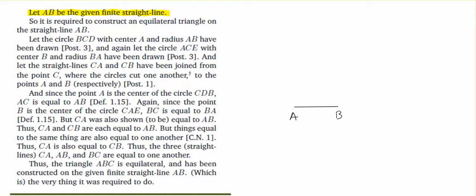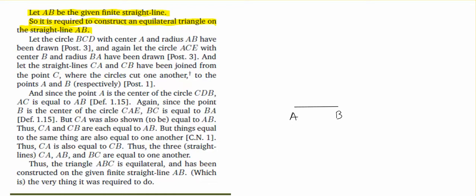Alright, next step says, so it is required to construct an equilateral triangle on the straight line AB. That's just Euclid's way of explaining what these directions are doing. It's saying we're going to construct an equilateral triangle. It's going to be on the straight line AB that we just drew. That means A and B are going to be one of the sides of the triangle. So line segment AB is going to be one of the sides of the triangle.